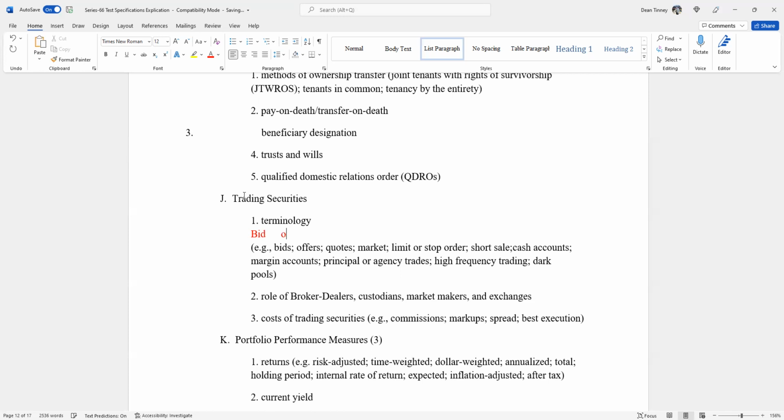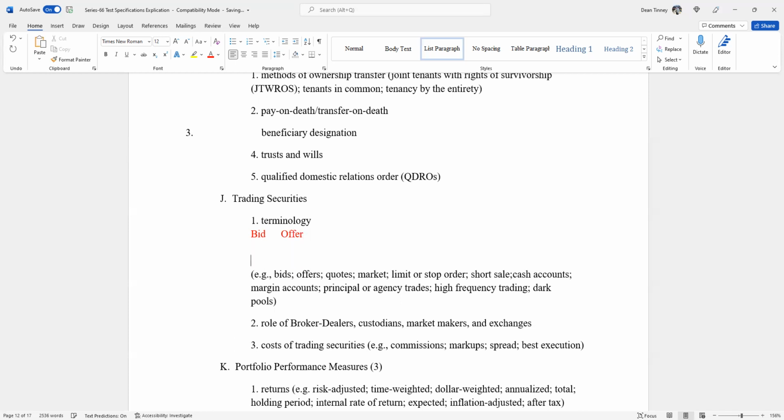And an offer or ask price. The bid and offer is always from the dealer's perspective. The dealer, for our purposes, dealer, market maker, we'll call broker-dealers, from the dealer's or market maker's perspective. And what that means is perspective.